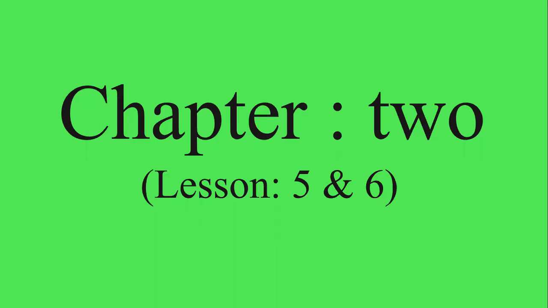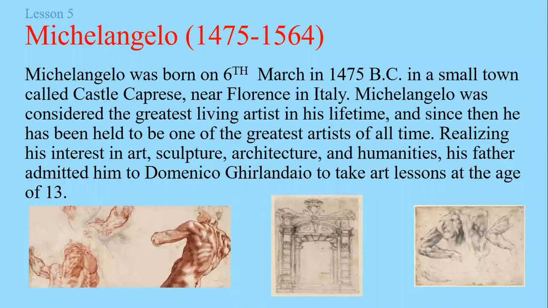Chapter 2, lesson number 5 and 6. Firstly, Michelangelo, 1475 to 1564. Michelangelo was born on the 6th of March in 1475 in a small town called Caprese, near Florence in Italy. Michelangelo was considered the greatest living artist in his lifetime, and since then he has been held to be one of the greatest artists of all time.